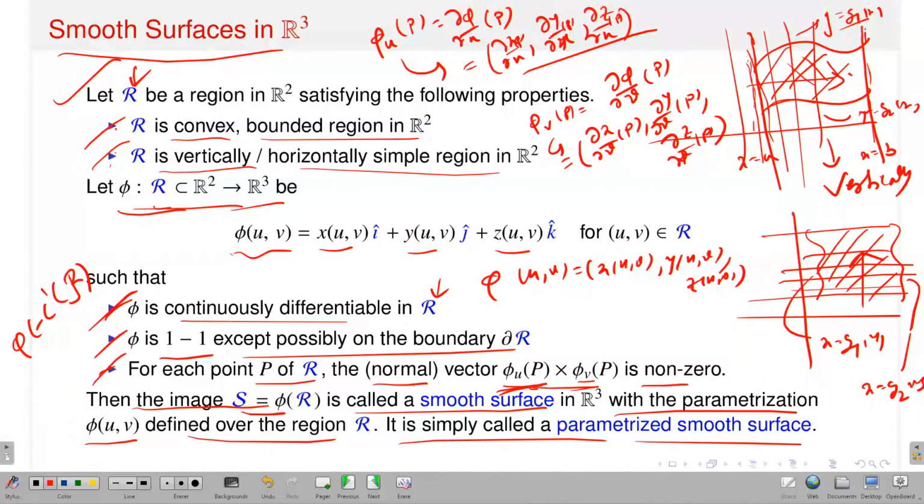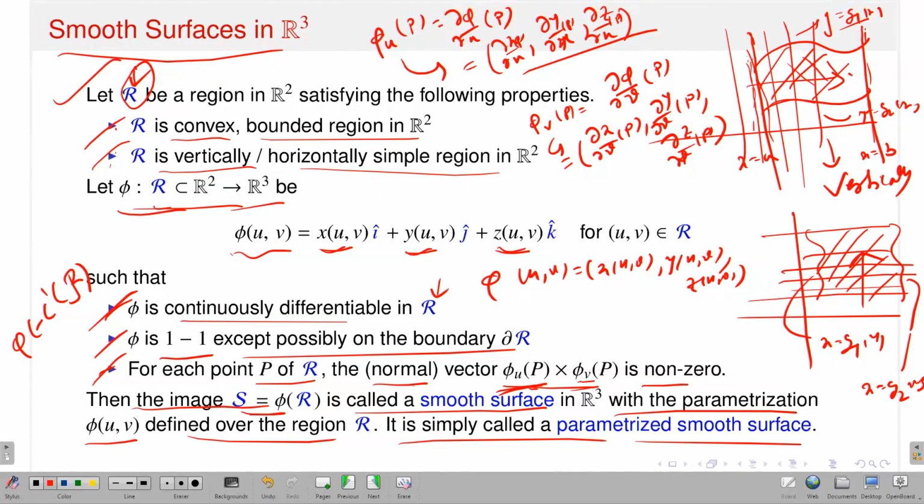First you have to start with a nice domain in R2, which I am denoting as R. This is my notation. And what should this R be? It should be very nice, that means convex, bounded, and either a horizontally or vertically simple domain. That is my R in R2. And now I am starting with the function phi from my nice domain R, a subset of R2, to R3, whose first component is x(u,v), second component is y(u,v) and third component is z(u,v).